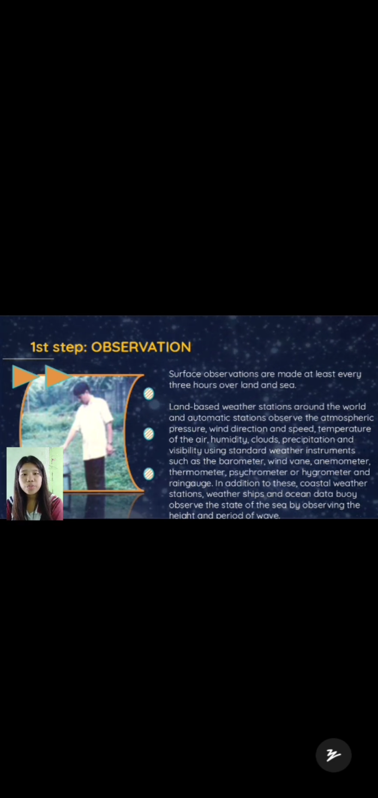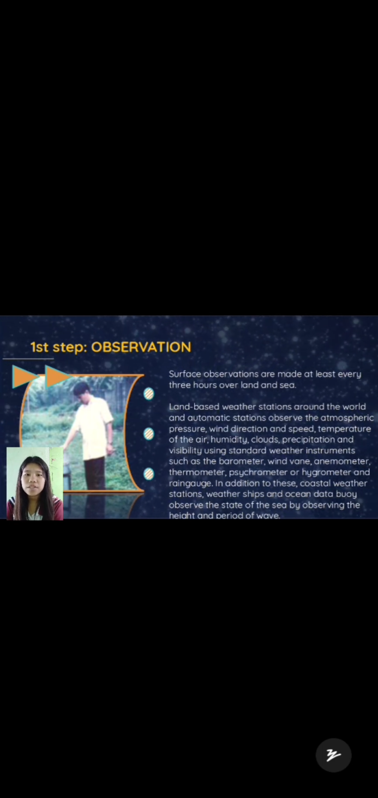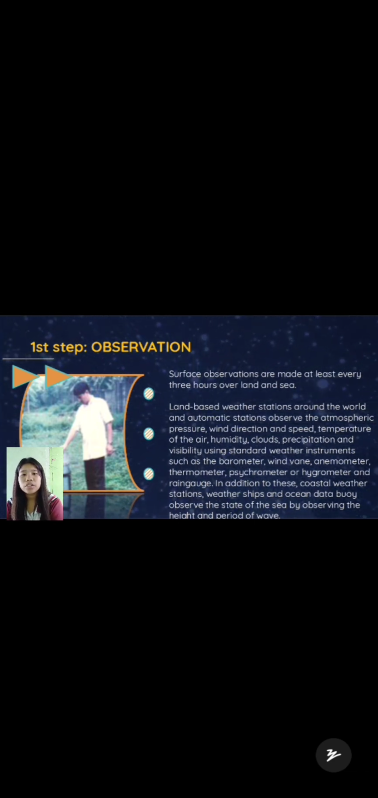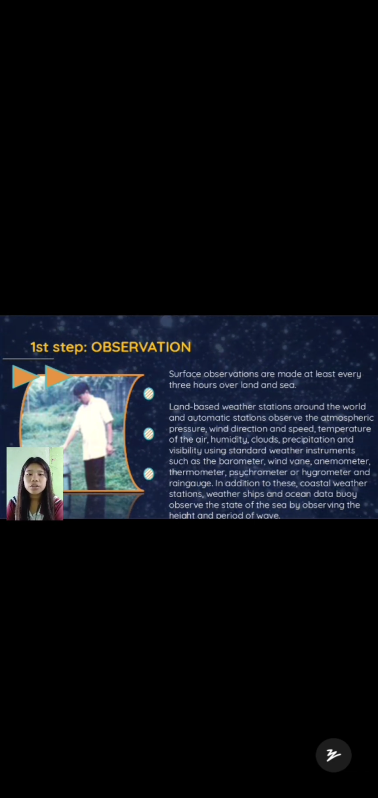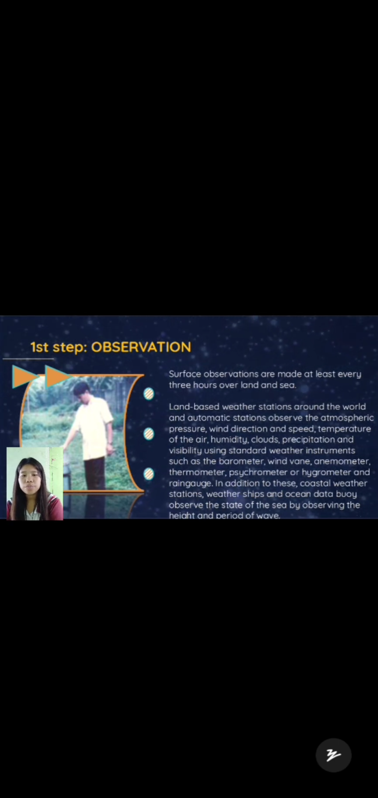For surface observations, they are made at least every 3 hours over land and sea. Land-based weather stations around the world and automatic stations observe the atmospheric pressure, wind direction and speed, temperature of the air, humidity, clouds, precipitation, and visibility, using standard weather instruments such as the barometer, wind vane, anemometer, thermometer, psychrometer or hygrometer, and rain gauge.